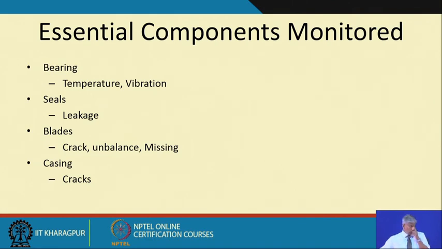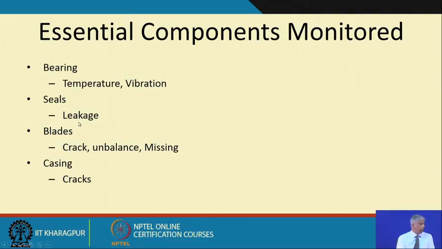So, in fluid machines, what are the essential components which are monitored? The bearing, temperature, vibrations, seals. There will be a lot of leakage in the seals. So, seal leakage could be measured either through infrared thermography or thermal imaging, okay. And blade cracks, unbalance, missing blades, we all know, and casing cracks, these all can be monitored by vibration. So, some of these situations can be monitored either through vibration or through thermal imaging.